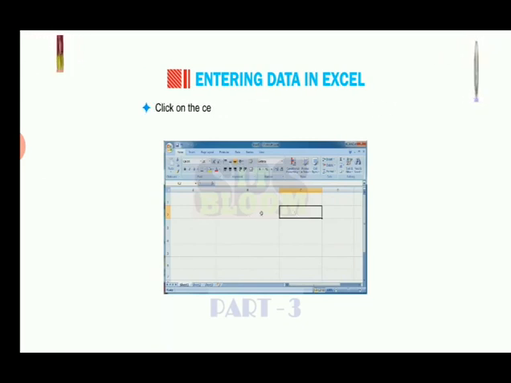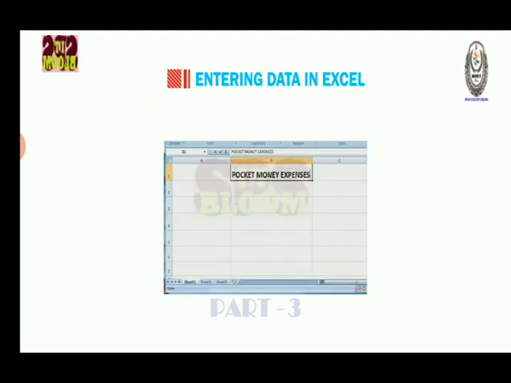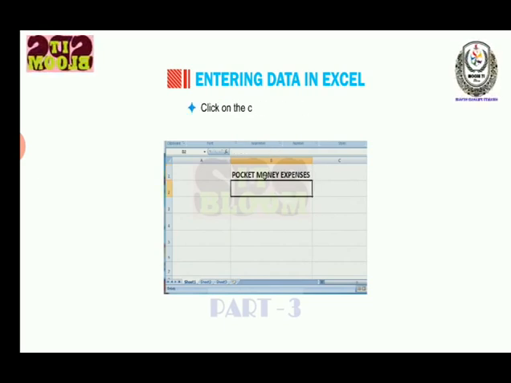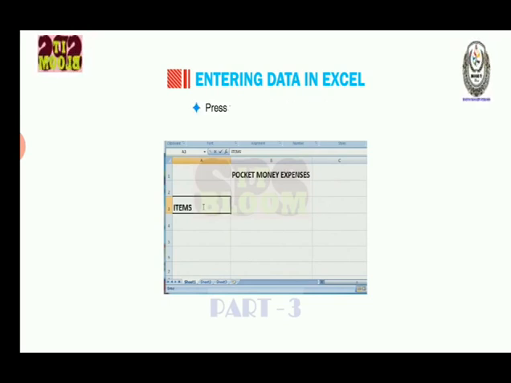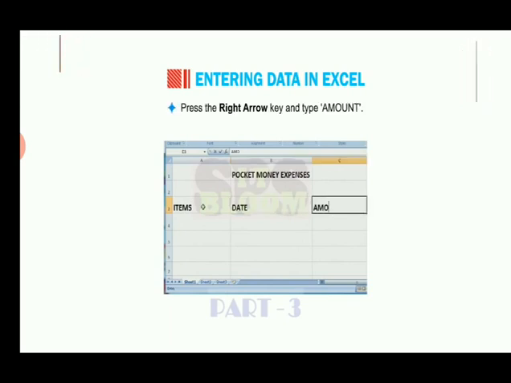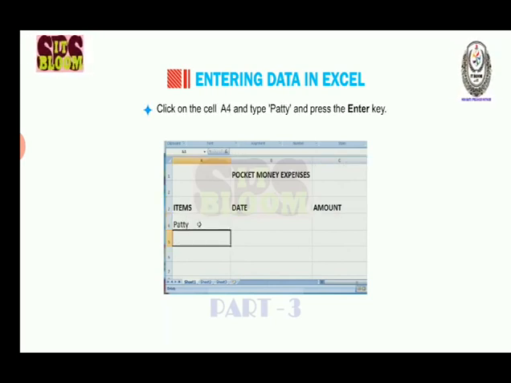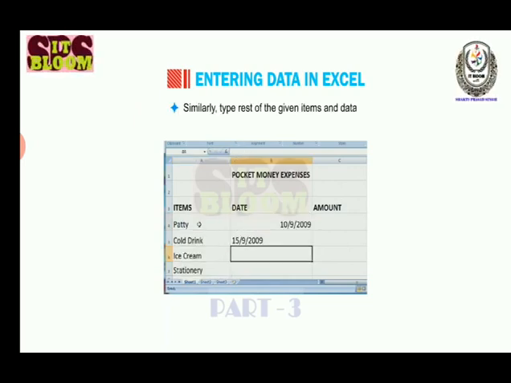Click on the cell B1 and type Pocket Money Expenses. Press the Enter key. Click on the cell A3 and type Items. Press the Tab key and type Date. Press the right arrow key and type Amount. Click on the cell A4 and type Patty and press the Enter key. Similarly, type the rest of the given items and data.